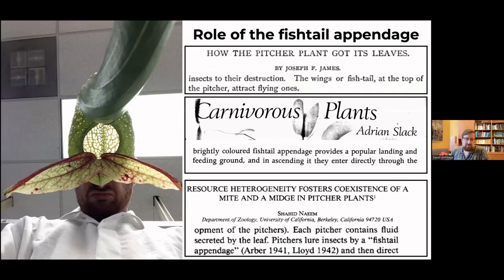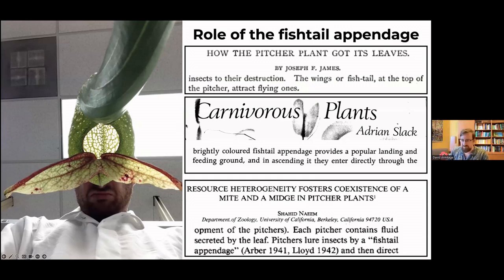Another thing that I was always really interested in was this bizarre appendage on the pitcher. This is why they call it a cobra lily, because it's got this sort of forked tongue apparatus. And if you read the famous literature on Darlingtonia, they always talk about how these wings, fishtail appendages, are used to attract prey.